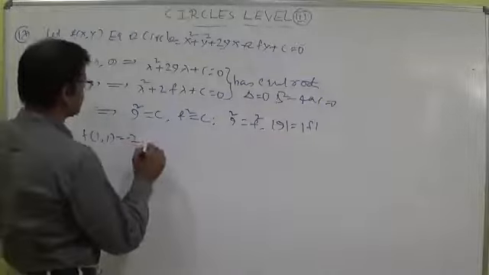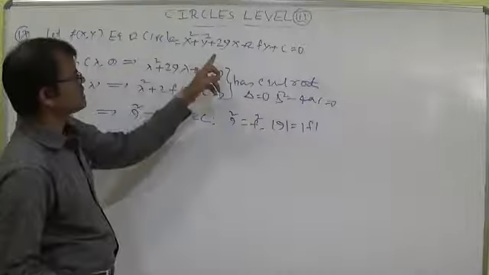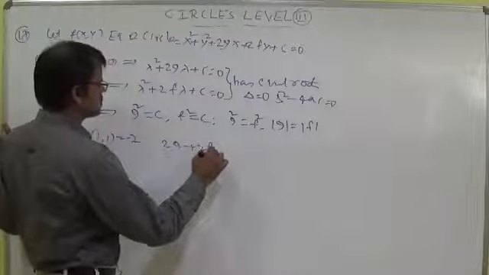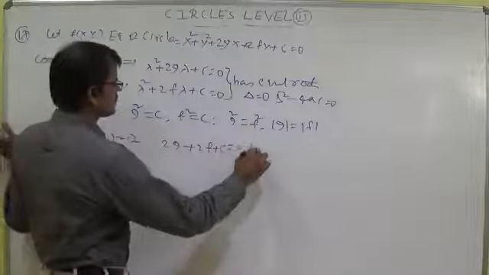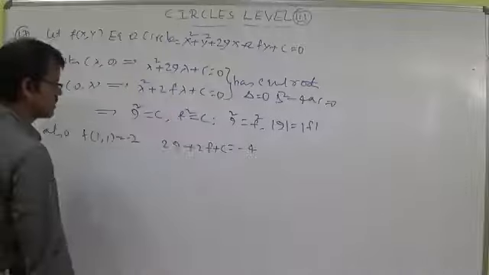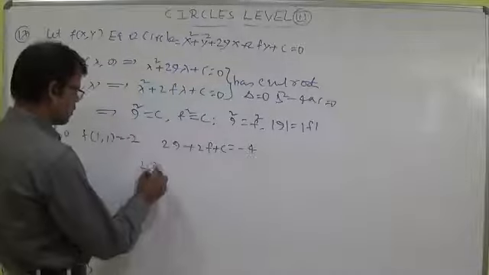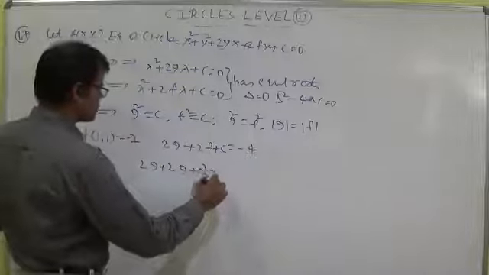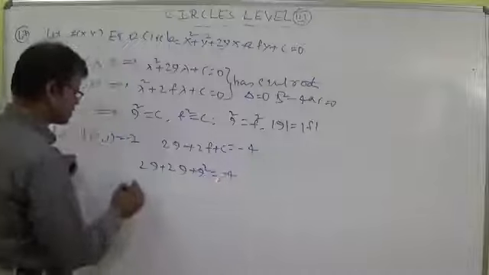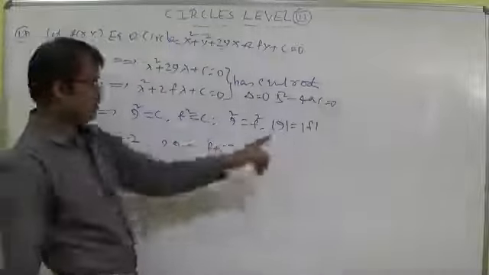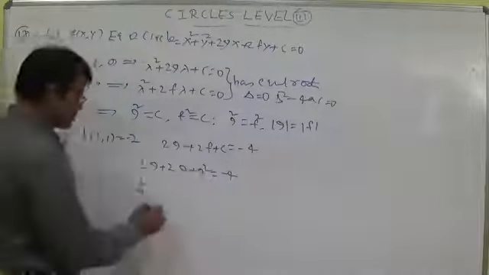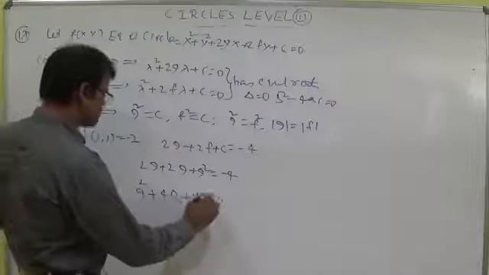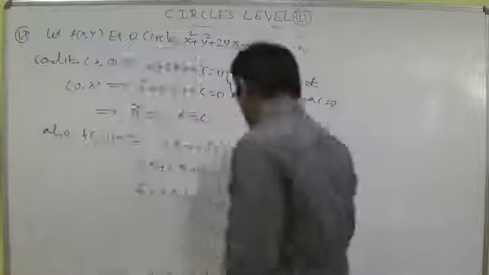So substitute the value (1, 1): 1 plus 1 plus 2g plus 2f plus c is equal to -2. So you can write here 2g plus 2f plus c is equal to -4, because 1 plus 1 minus 2 becomes -4. Now I am writing 2g plus 2g plus g square is equal to -4, because g is equal to f and f square is equal to c. So we can write here g square plus 4g plus 4 equal to 0.